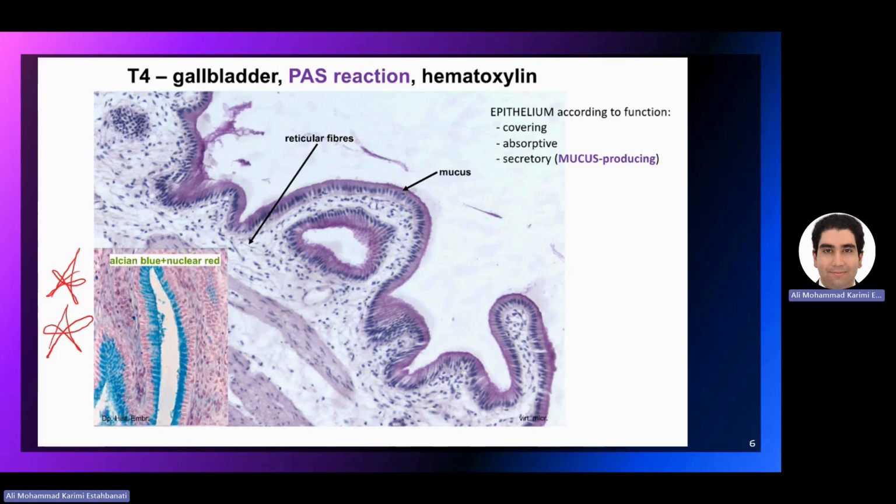Now, slides. T4 slide about gallbladder. I already showed a very small fraction of this picture, but this is a bigger version, a bit more zoomed out. You can see the periodic acid-Schiff reaction has been used here, so we can find the mucus, reticular fibers, and the basement membrane. Now, if we use Alcian blue to detect mucus in the gallbladder, you will find something like this.